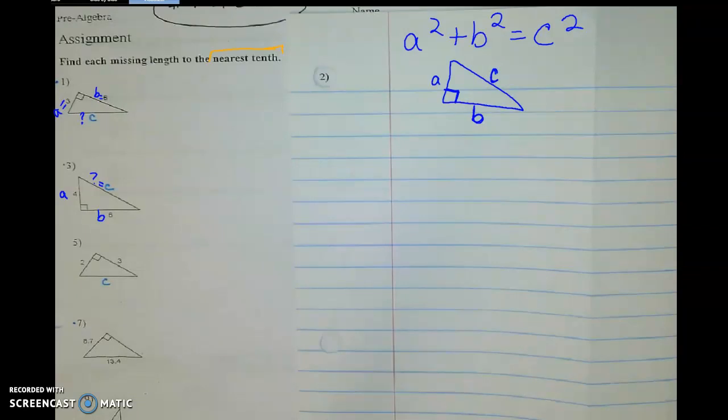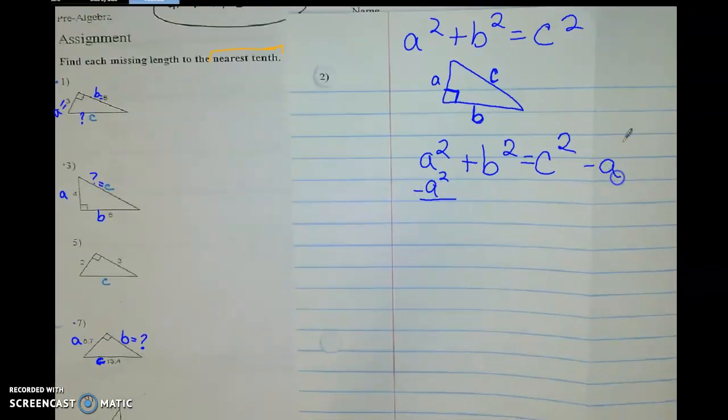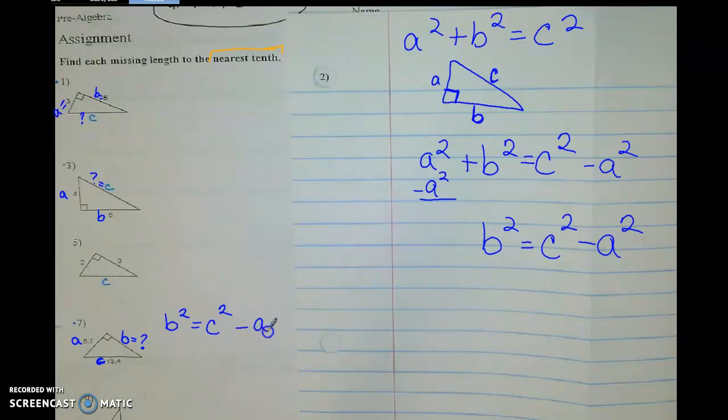With number 7, here is my hypotenuse, 13.4, so that's c. I'm going to call this a and this b, and b is the one we are looking for. Before I worry about that, if I take our equation, a squared plus b squared equals c squared, b squared is what I'm looking for. If I go minus a squared, that leaves me with b squared equals c squared minus a squared. So I've taken the Pythagorean theorem and reorganized it, and I'm going to use that to help me with number 7.